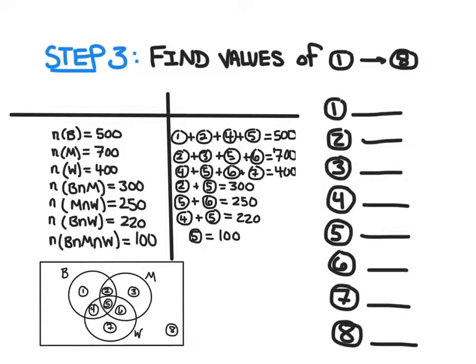So what I have on the right side is a line for me to write the value of each of these numbers, and I already have number 5. So number 5 is 100. And we actually get a domino effect from there, and we can find every number 1 through 8 just using that piece of information. Since 4 plus 5 is 220, you can find that 4 is 120. Since 5 plus 6 is 250, you can find that 6 is 150. Since 2 plus 5 is 300 and 5 is 100, then 2 must be 200.